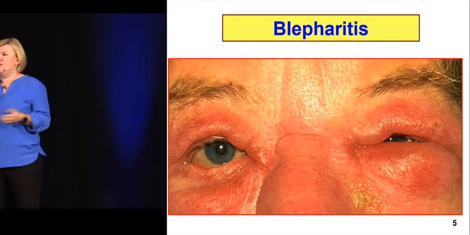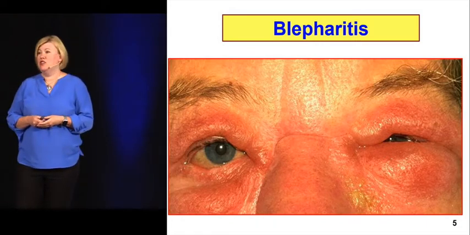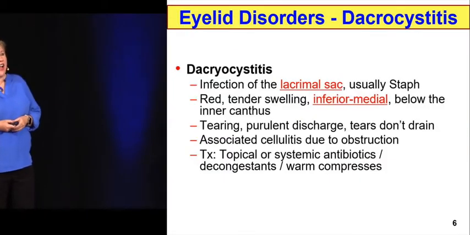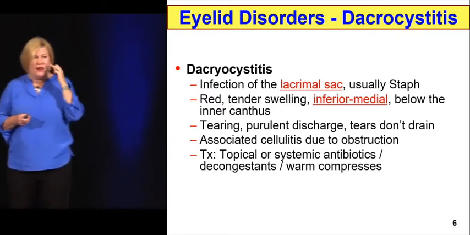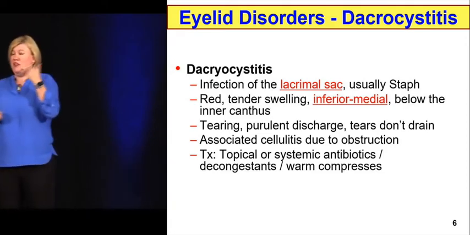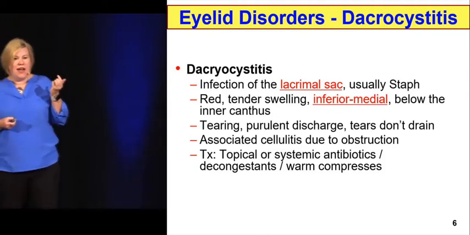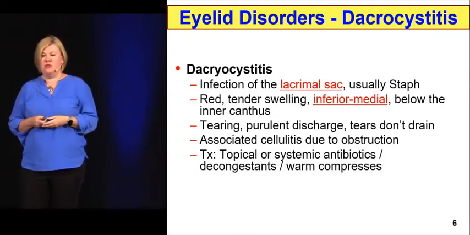This is someone who has blepharitis. You see how it's spread across the lid margin, red, raised, but the eyes underneath look just fine. That's blepharitis. Now, dacryocystitis is another external condition. This is when you block up one of your lacrimal ducts, usually the inferomedial duct below the inner canthus there. Sometimes people have excessive tearing, because the tears are not draining. Sometimes a little bit of pus can come out of that canthus as well, and you can get an associated cellulitis if it's really obstructed.